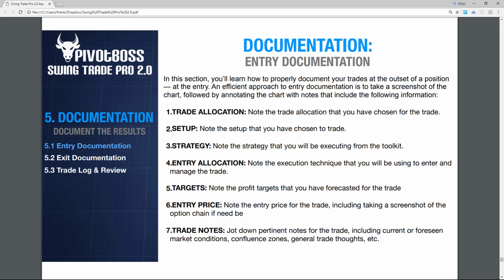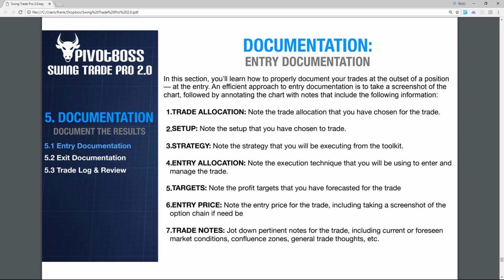Entry allocation. Note the execution technique that you will be using to enter and manage the trade. So are you using the 1x2 entry technique? Are you entering 100% entry? Maybe you're doing the 1x3 entry technique? Those are very, very important. And again, how are you going to manage the trade? Are you going to get all out of the trade in one go? Are you going to scale out in halves or thirds? Which way are you going to manage the trade? Again, note that down on the chart.